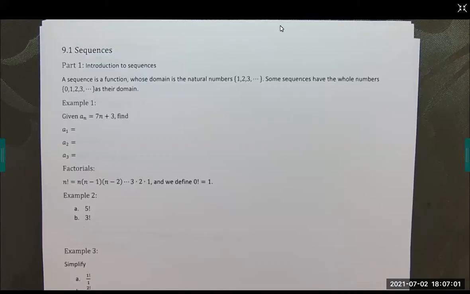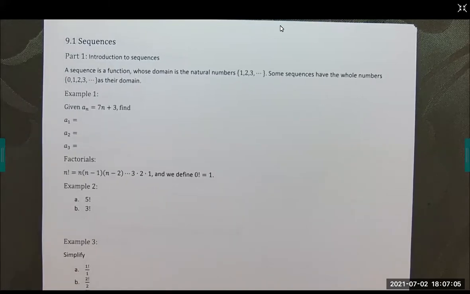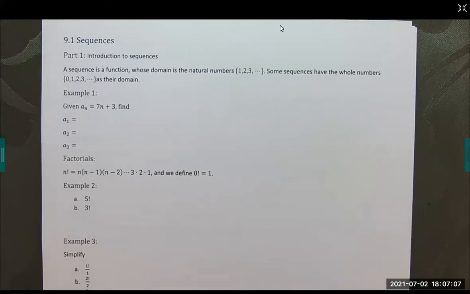Back, everyone. We are to chapter 9, and chapter 9 is all about sequences and series. We'll go through and define each of these. We're going to start with sequences. A sequence is a function whose domain is the natural numbers 1, 2, 3, 4, 5, and so on. And sometimes we start at 0, depending on the sequence.